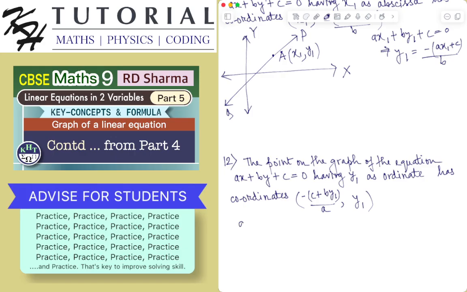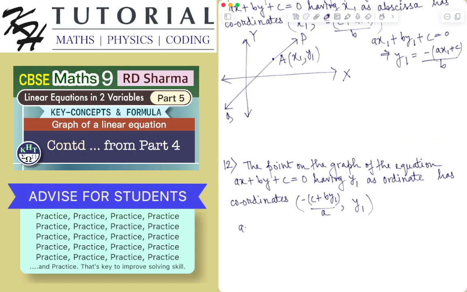So I must have, similarly as I discussed in point 11, ax1 plus by1 plus c equals 0. We must have this. From here I just have to find x1. So x1 will be equal to negative of (by1 plus c) whole divided by a.